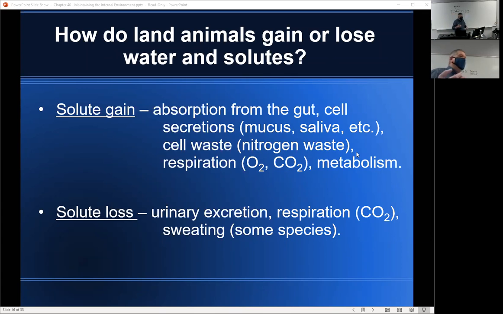Mucus, saliva. So this is secreted by cells. So when cells secrete these into our body fluids, again, that raises the solutes in our body fluids. Solute loss, some examples are urinary excretion. So when we urinate, of course, in addition to water, we lose solutes as well. Respiration, so when we breathe out, we're breathing out CO2. That gets rid of some solutes from our blood. And again, sweating in some species, not only do we lose water, but we lose some electrolytes that are in our sweat as well.